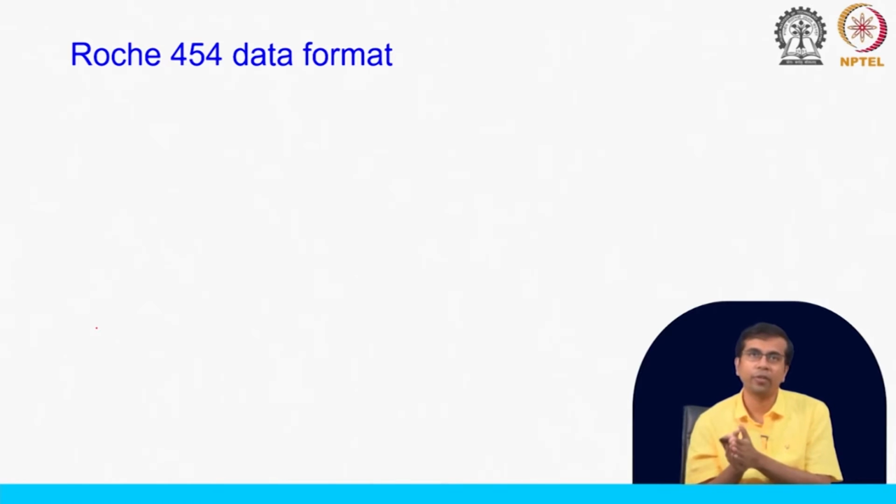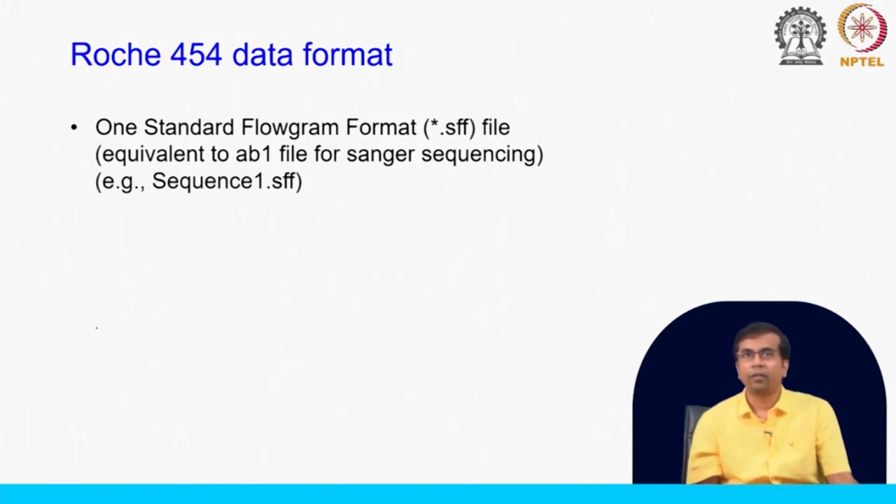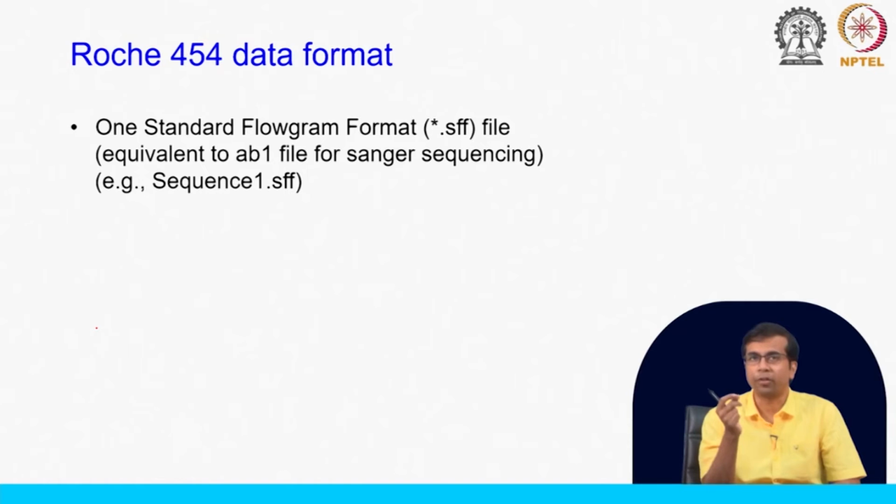Now we can move into the Roche 454 data format. This introduction would be helpful as we will see for the 454 data format, because the sequence data that you get from 454 is stored in FASTA format. In 454 you get one standard flowgram format file, which you will see like sequence1.sff or star.sff. Star is the name, you can give any name that you want, and this is equivalent to the AB1 file that we have just seen.